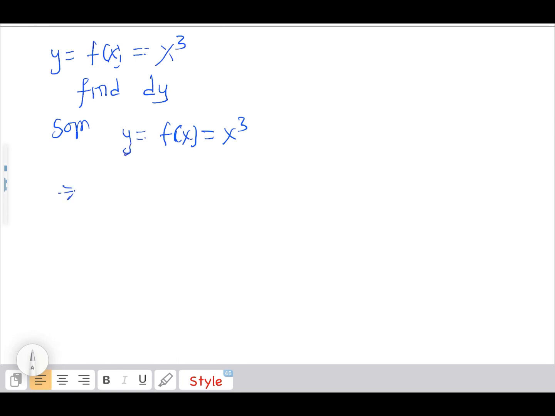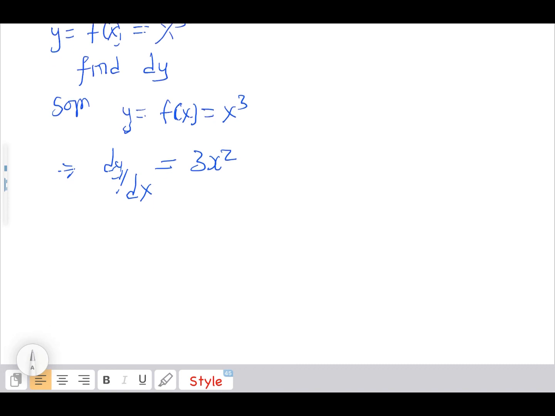In the simple differentiation, we are going to get dy over dx is equal to 3x squared. So in finding dy, we need to make dy the subject, and therefore, because we multiply both sides by dx, at the end of the day we are going to get dy equal to 3x squared dx. So this is our answer.